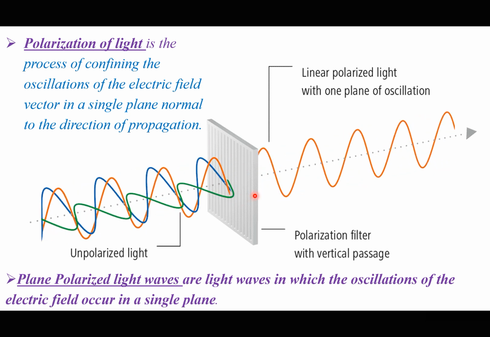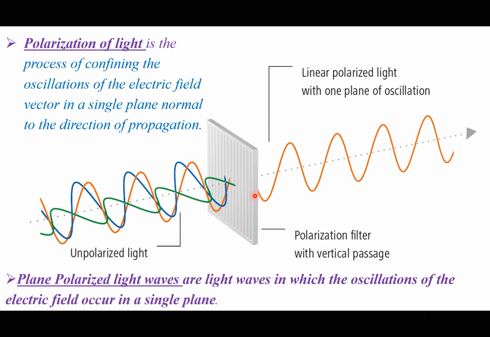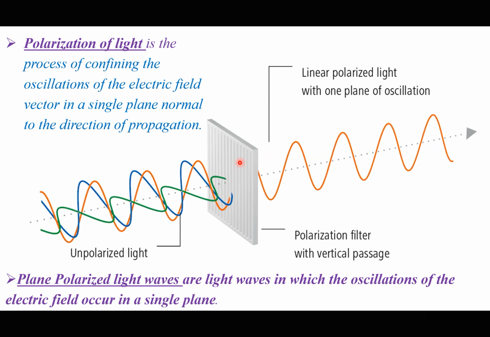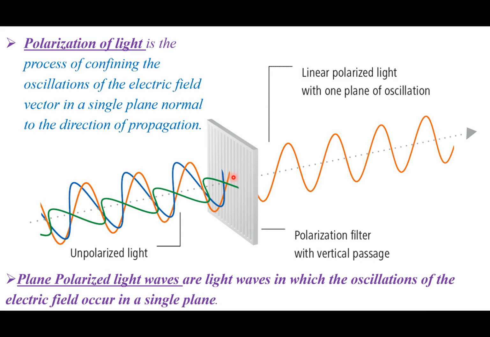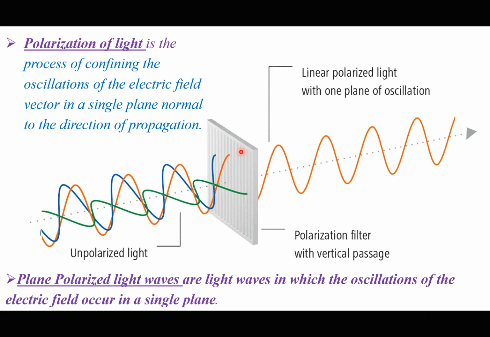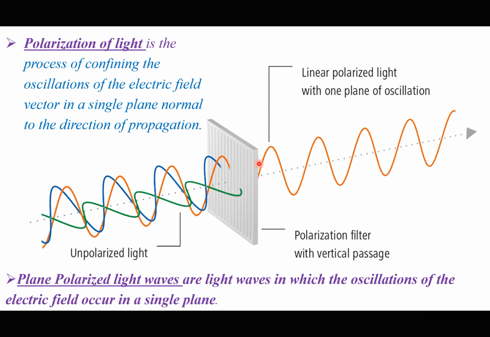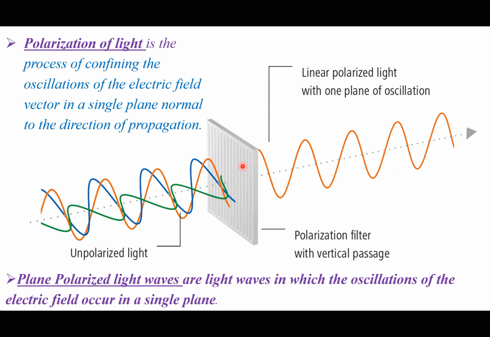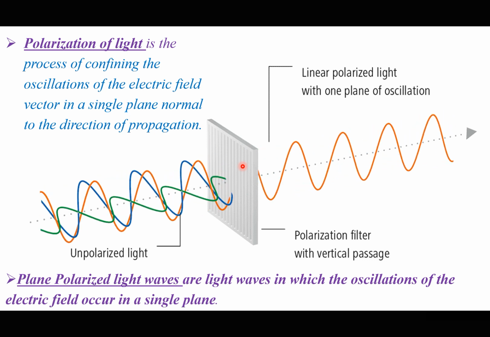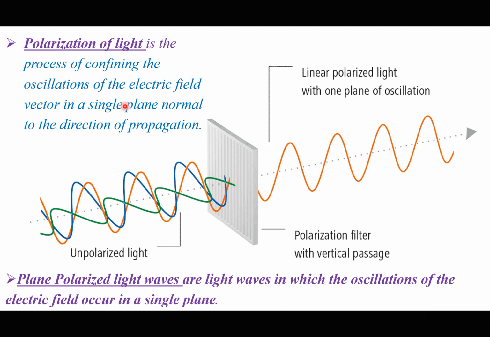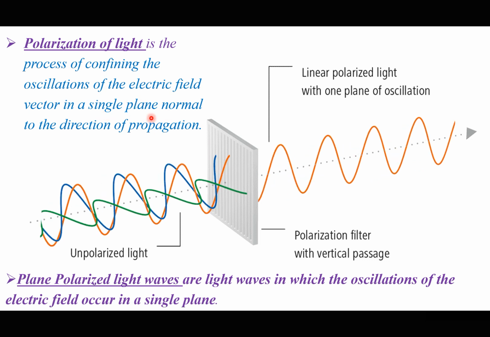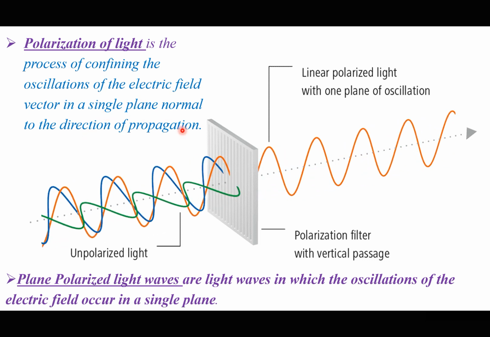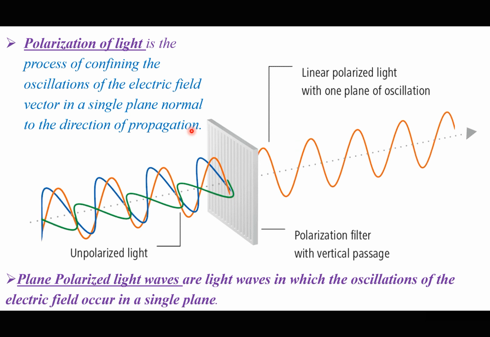So, in most cases, the energy due to the magnetic field just goes through a polaroid. It is the energy due to the electric field which is normally absorbed, resulting in what we call plane polarized light. So the process of confining the oscillations of the electric field vector in a single plane, normal to the direction of propagation of the wave, is what we call polarization.